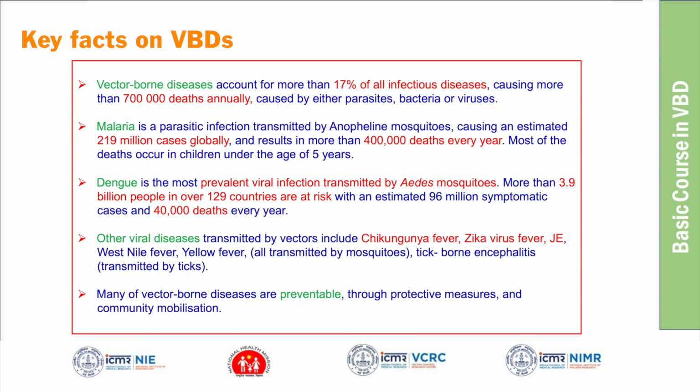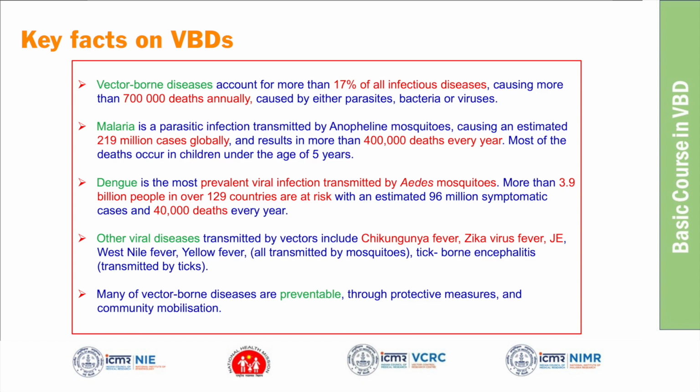And as far as malaria is concerned, you all know that it's transmitted by Anopheline mosquitoes. We have 6 primary vectors. There are a couple of secondary vectors too. But then the global estimate is 219 million cases, reporting more than 400,000 deaths every year. And most of these deaths occur in children under the age of 5, mainly in Africa.